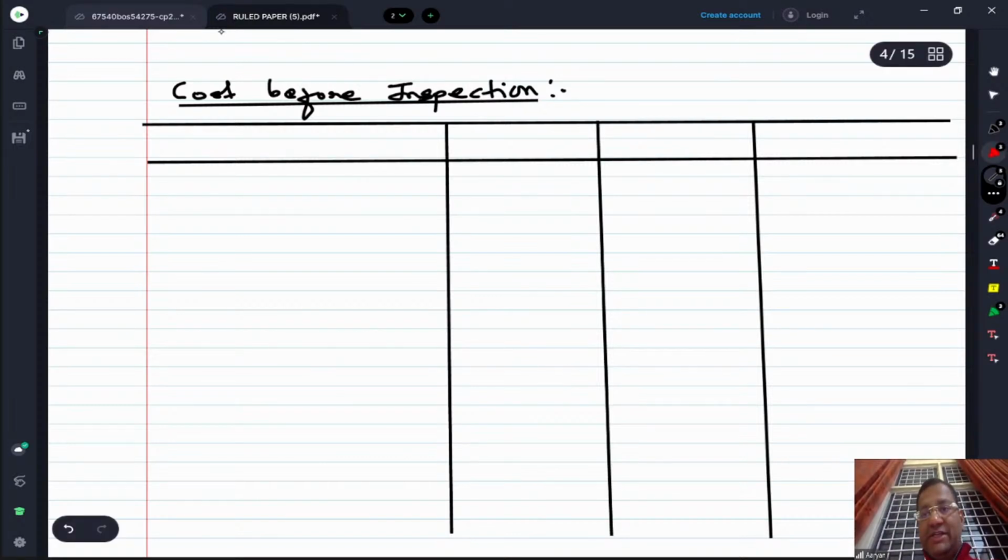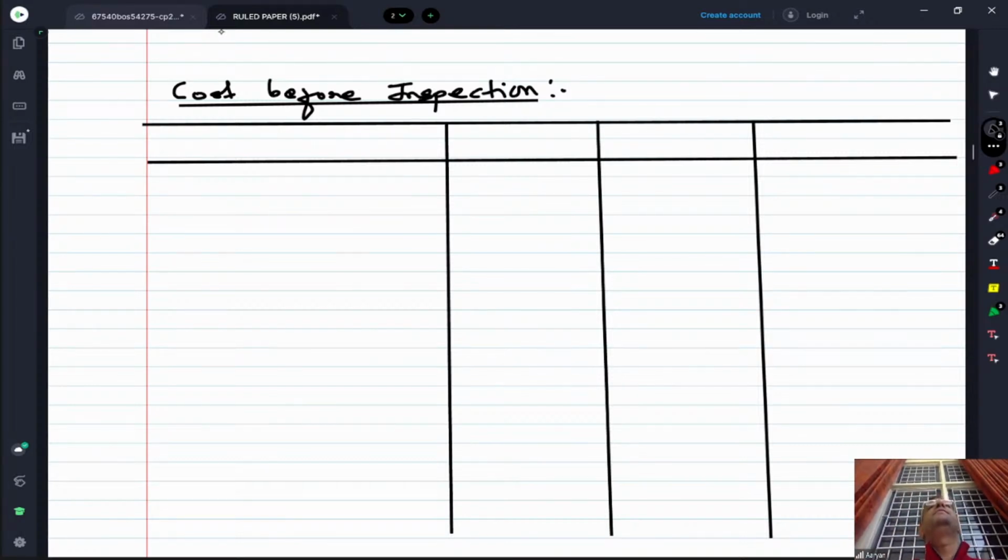Let's go, if you want to write, you can write the line first. Assuming 12,000 is our total requirement, including the defective one.